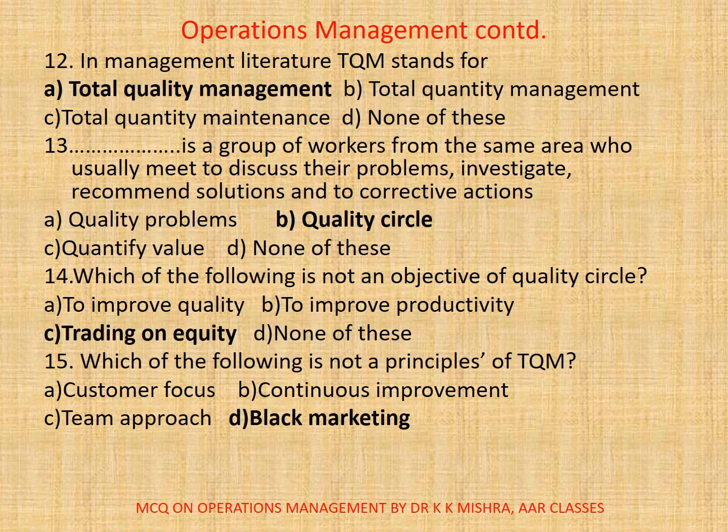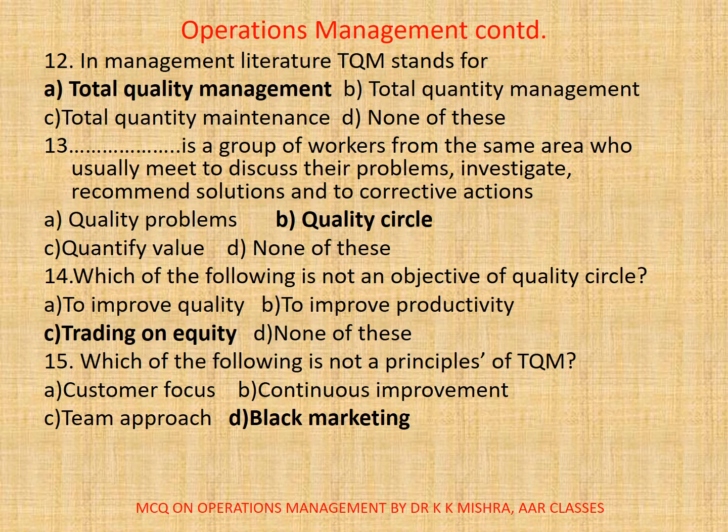13. Dash is a group of workers from the same area who usually meet to discuss their problems, investigate, recommend solutions, and take corrective actions. A. Quality problems. B. Quality circle. C. Quantify value. D. None of these. Here correct option is B.